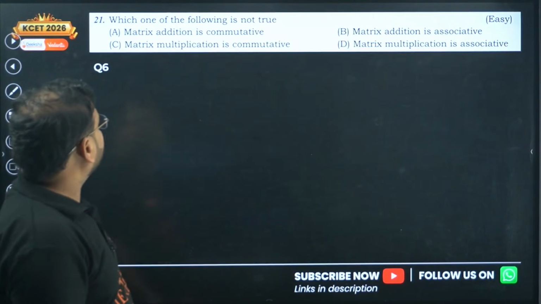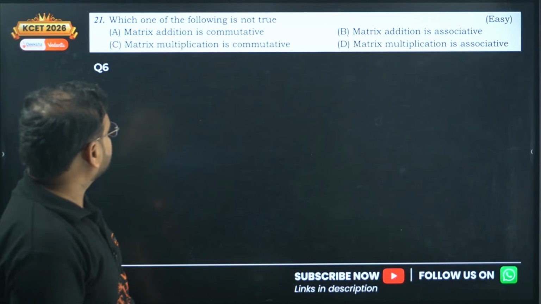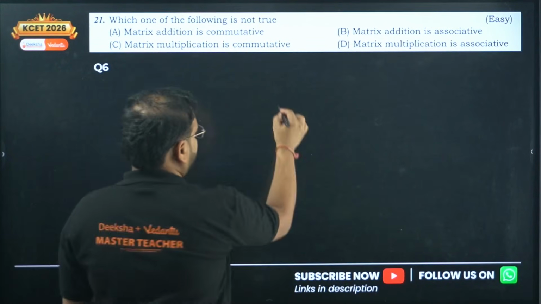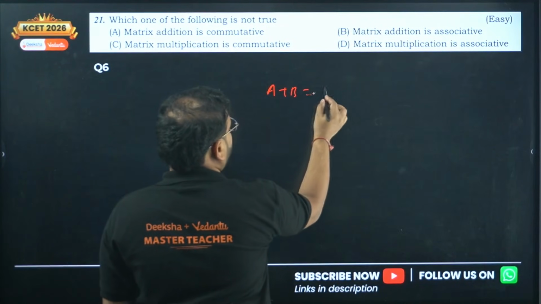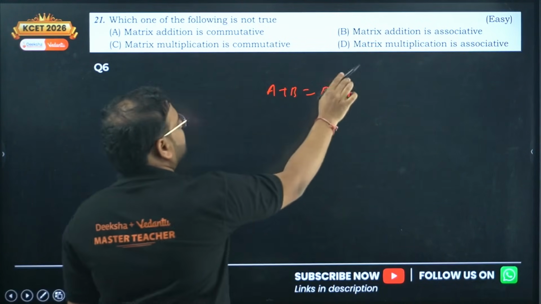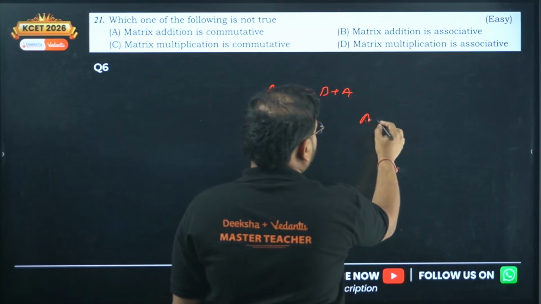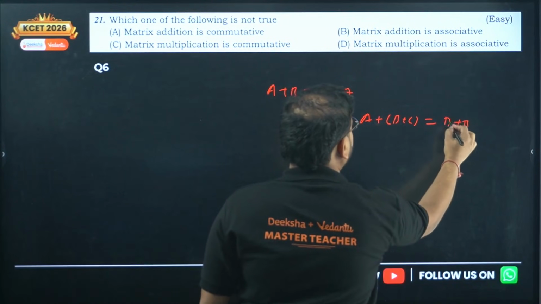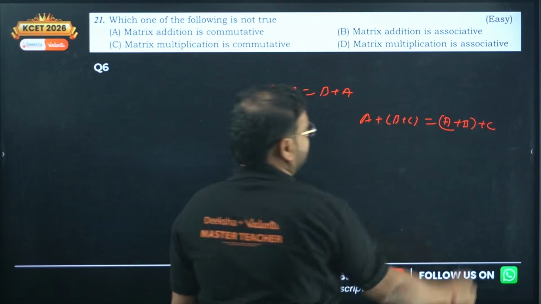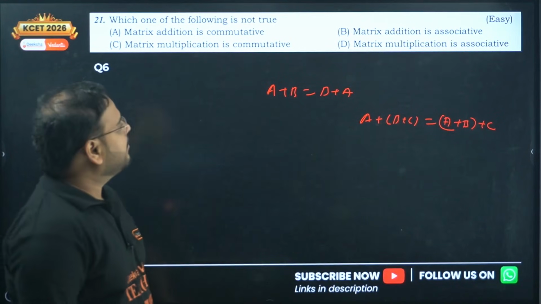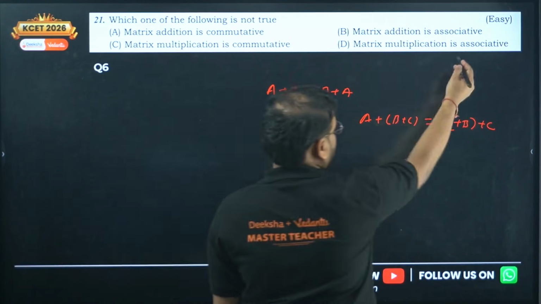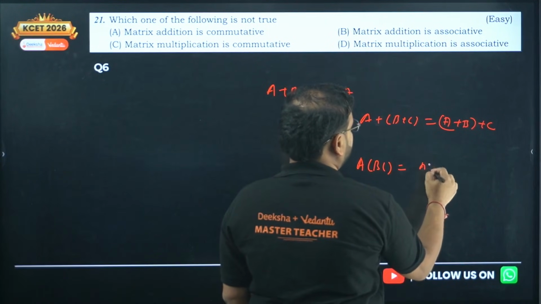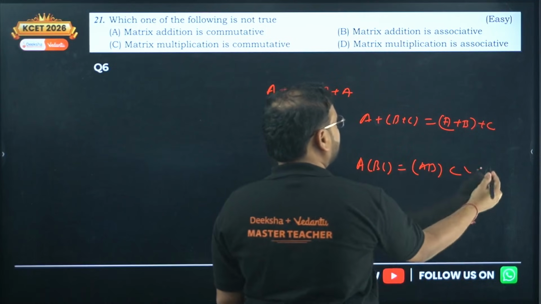Next, which one of the following is not true? Matrix addition is commutative, so A plus B or B plus A, they are the same thing. Also associative, you can take 3: A plus B plus C. Same thing, so it is also associative. Product is also associative, so you can write A into BC and AB into C. Both of them are true.